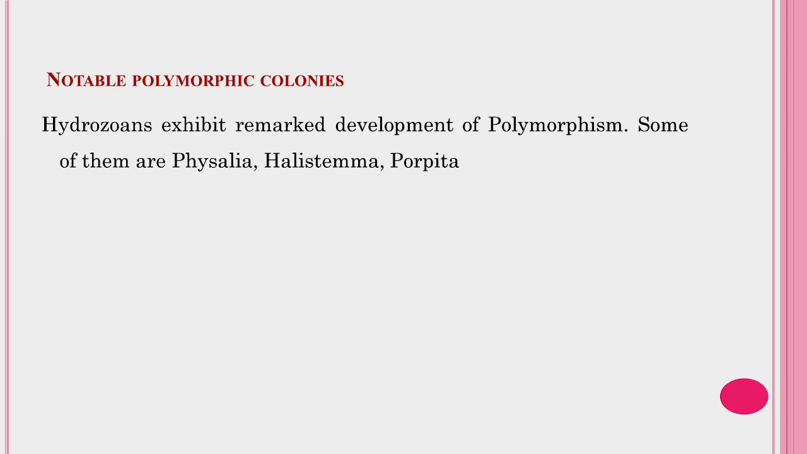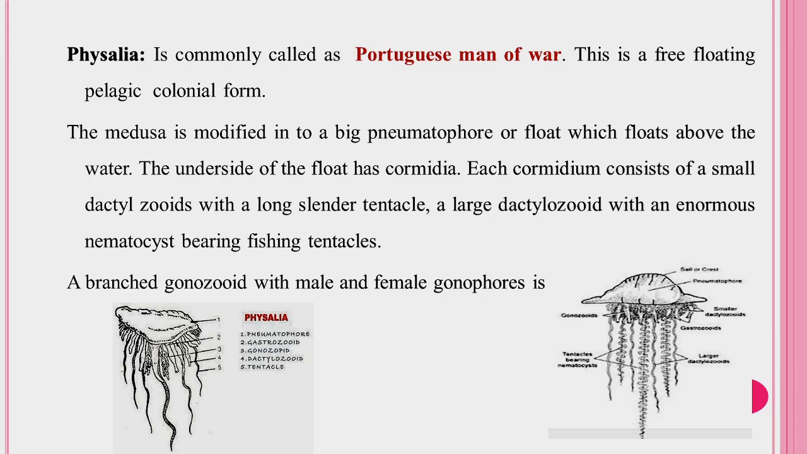In the Coelenterata phylum, notable polymorphic colonies can be seen with the remarkable development of polymorphism. Some of the individuals, like Physalia, Halistema and Porpita, show a greater degree of polymorphism. Let us see the examples of Physalia, Halistema and Porpita.